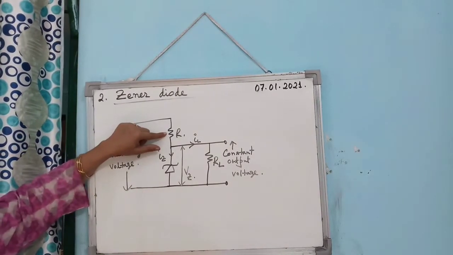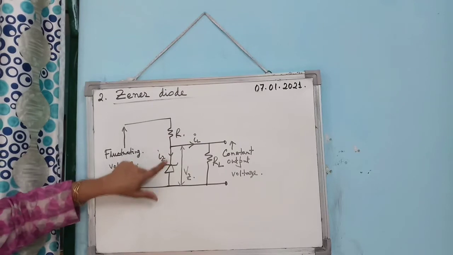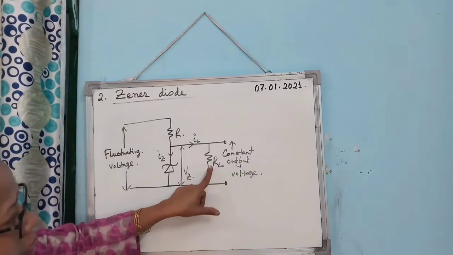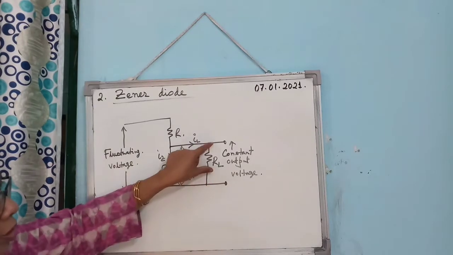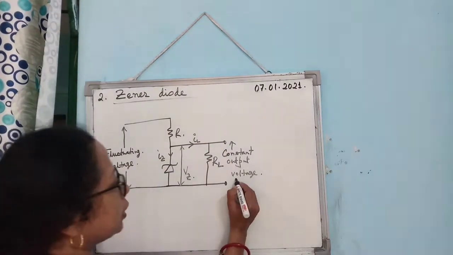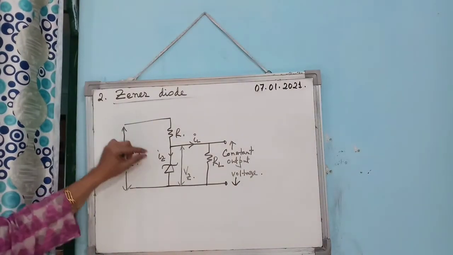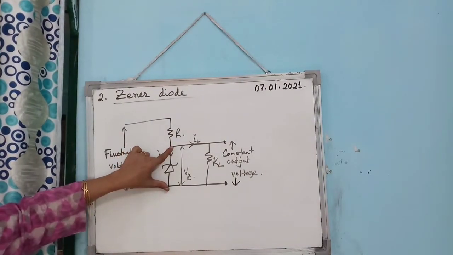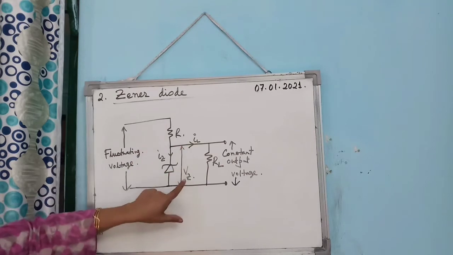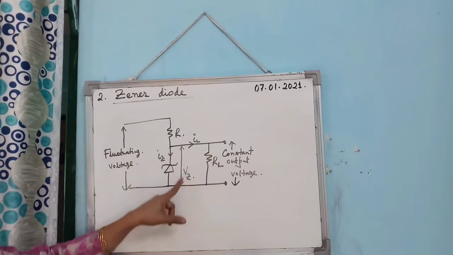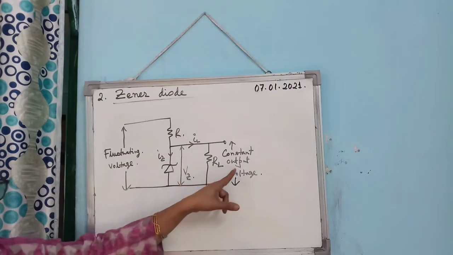Then there is a resistance and then the Zener diode is connected. In parallel to the Zener diode, a load resistance is connected, and across the load resistance the output voltage is measured, which will be constant. Why is it constant? You see Vz across the Zener diode, what will be the potential? Vz, which is constant. So across RL also, whatever the voltage will be, it will be Vz.